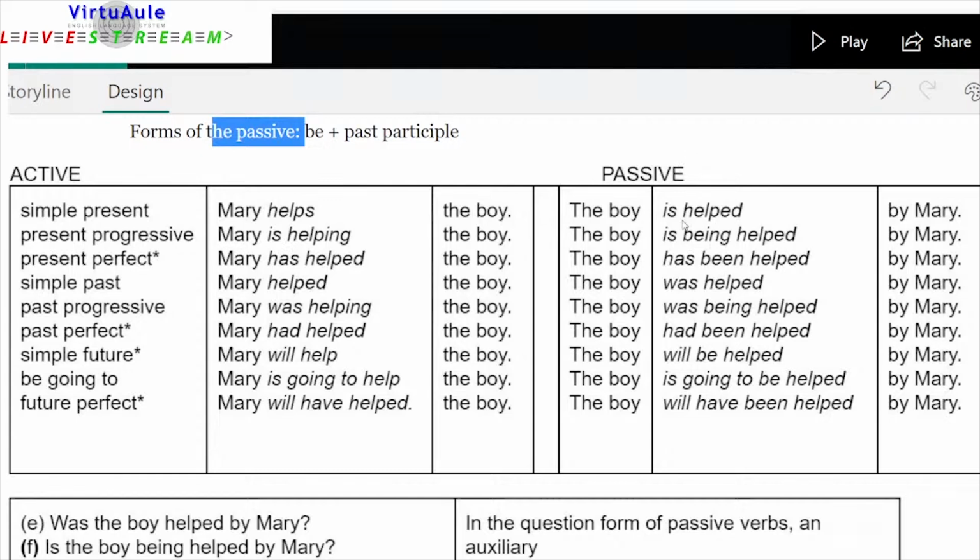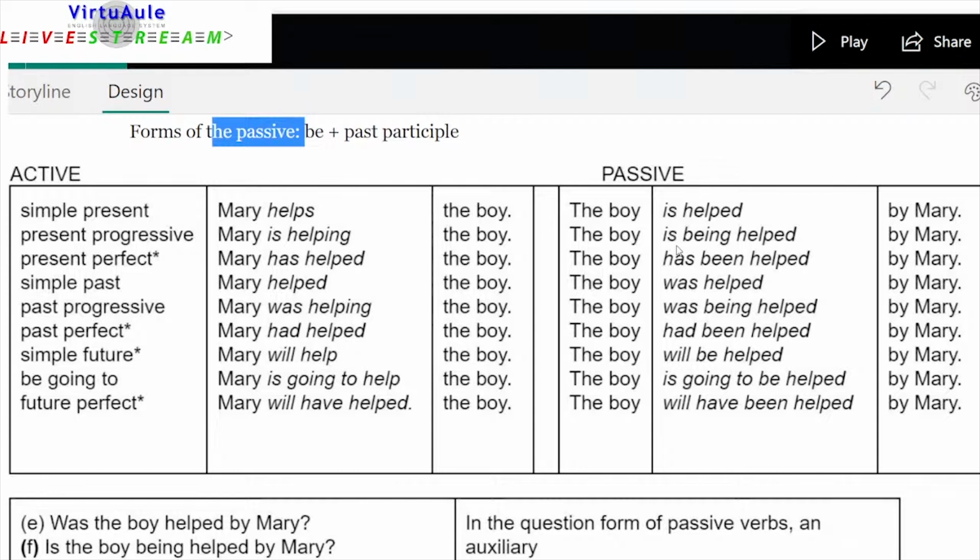Present progressive, Mary is helping the boy. Here we change the progressive auxiliary. We put the verb to be in the progressive form. The present progressive form is being. That might sound strange because we really don't use the verb to be in the progressive very often. Only in certain circumstances, when you talk about a person's behavior.